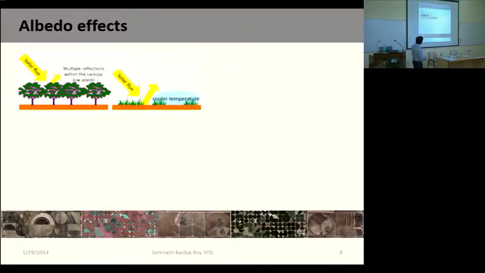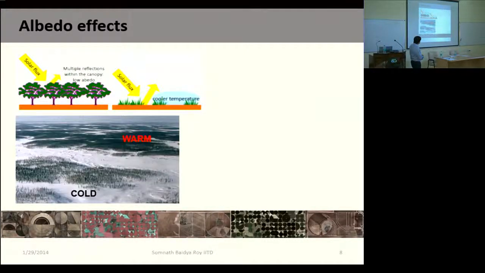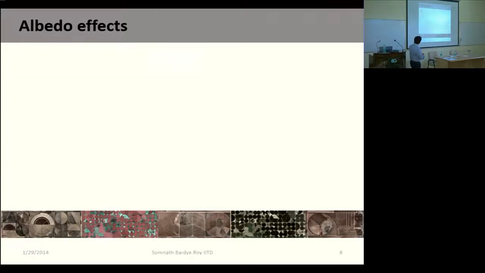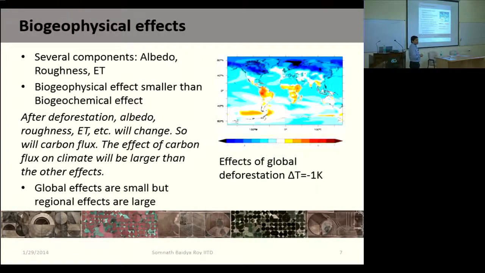So first, let's look at the albedo effect. Albedo is nothing but reflectivity: how much energy hits the ground, and how much of that is reflected. So a forest has low albedo, it's dark. Typically grasslands have high albedo because they are lighter. In fact, you were talking about polar regions. Yes, the last slide. The colors show the temperature difference.